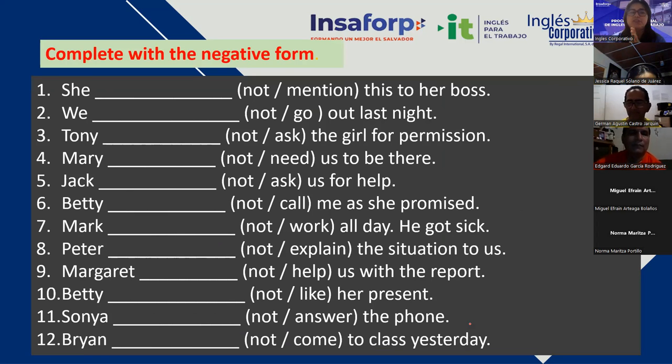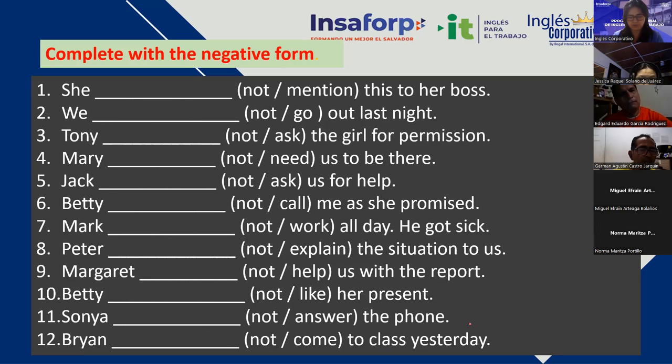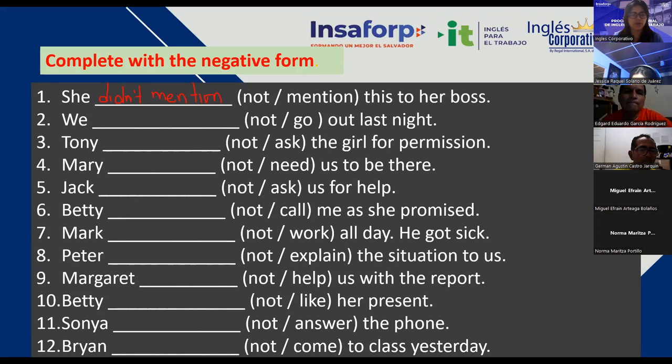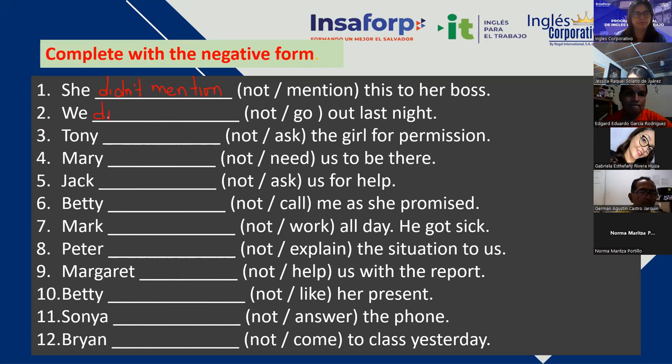Or some sentence, sorry. What we are going to do is make negative sentences. Just give me a second. Vaya, a ver. She didn't mention this to her boss. What about the next one? We didn't go out last night. We were in class, so we didn't go out.